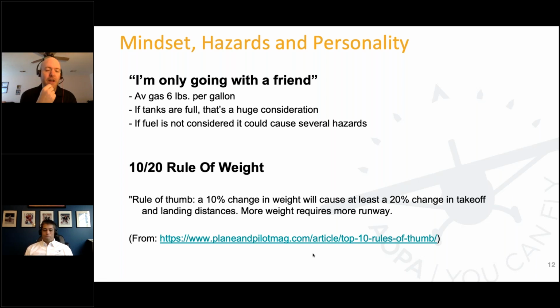There's a rule of thumb I found as well when we were doing some of the research for this, and it gives you an idea. Again, this is a rule of thumb. You want to use your performance charts in the airplane flight manual or the POH, but the rule of thumb says that a 10% change in weight will cause at least a 20% change in takeoff and landing distance. So more weight requires more runway, both for takeoff and for landing. If you figure, every time you add 10% of weight, take that distance for takeoff and landing and increase it by 20%, and that is even a little conservative. The article, and I have the link down there if you want to look it up, was from Plane and Pilot magazine, top 10 rules of thumb.